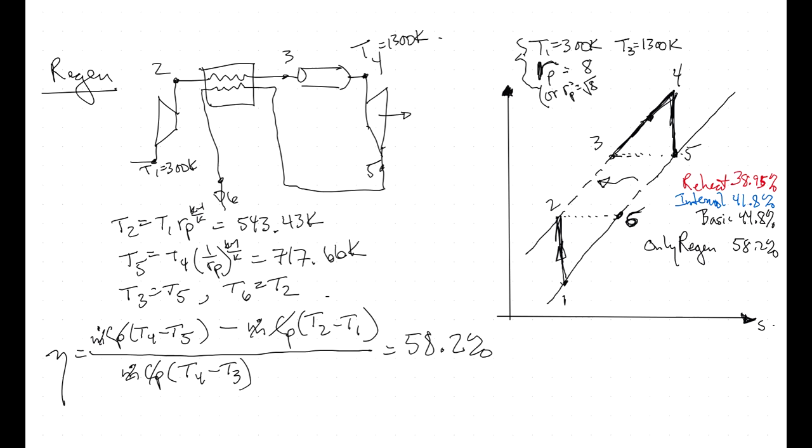All right, so let's add reheat now. I'm going to make another pressure line in the middle here, like this. So I'm going to do regen plus reheat. With regen plus reheat, we're going to end up at the same state 4 after the combustor. We're going to extract a little bit of work through a first turbine. Then we're going to go out like this and add a little bit more heat.